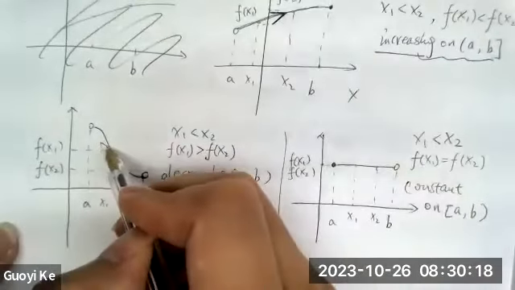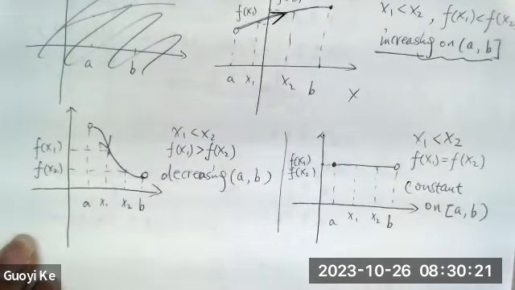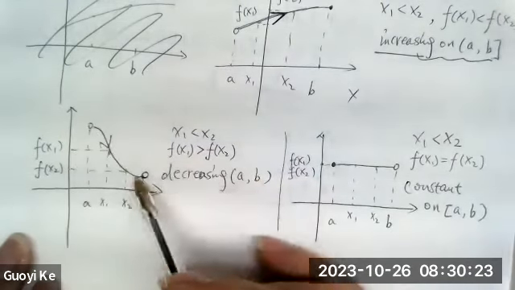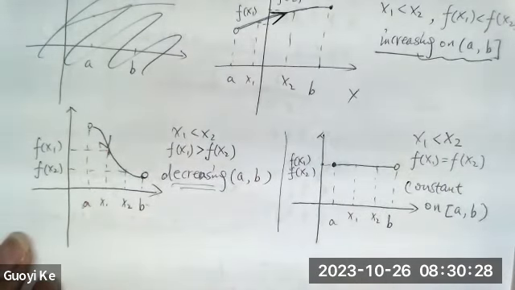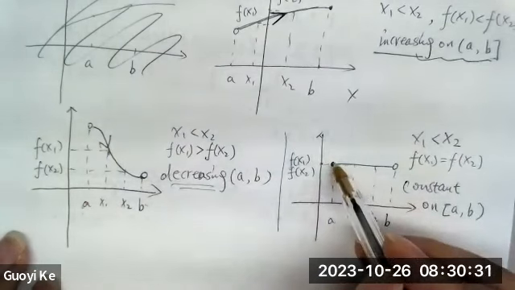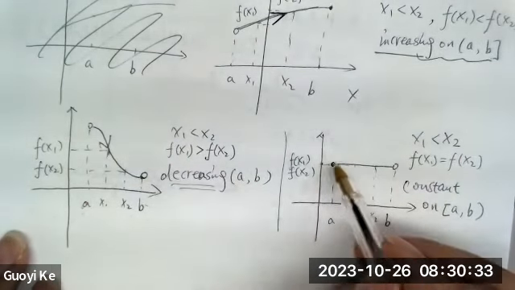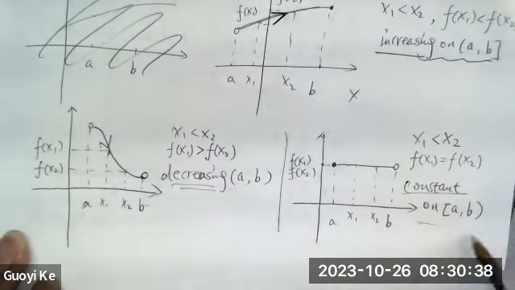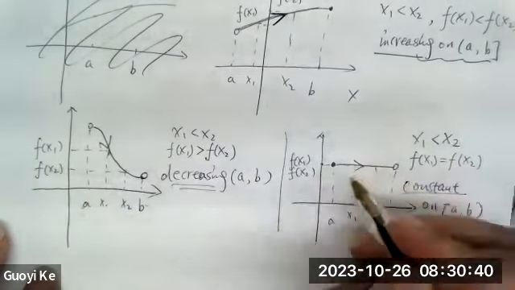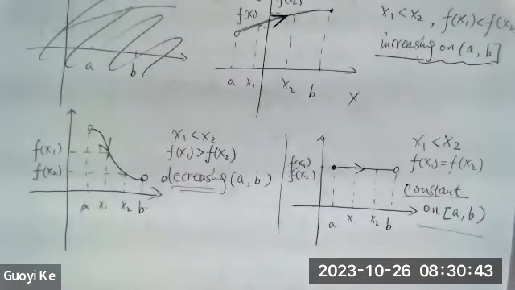Now, for this guy, you can see the curve is going down. That means it's decreasing from A to B, okay? And for this guy, you can see the curve doesn't change. So that means it's constant on A and B, okay? So we're going to use this trick to identify increasing, decreasing, and constant on the interval.